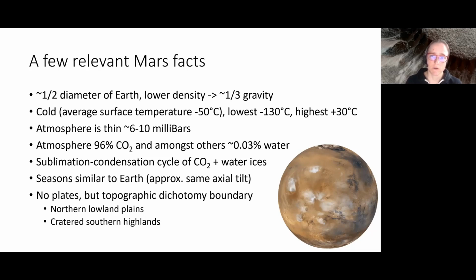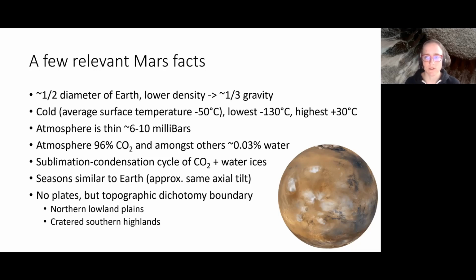The thin atmosphere has a pressure of around 6 to 10 millibars, which compares to about 1,000 millibars on Earth. This is one of the factors that comes into play with the huge variations in temperature I just referred to.